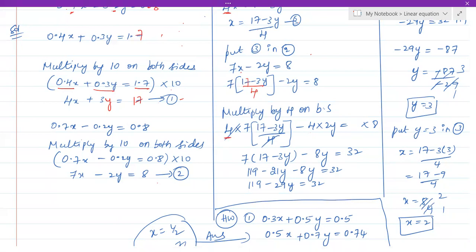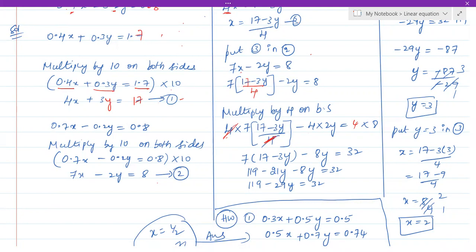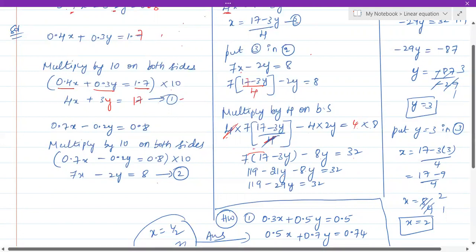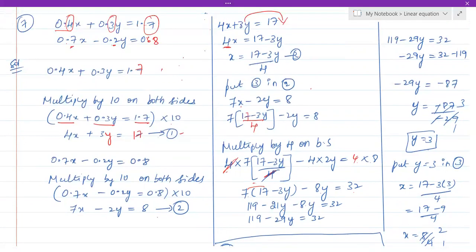Okay. So therefore, throughout multiplying by 4, what happens? This 4 and this 4 get cancelled. Now this 4 vanished in the denominator. You're left with 7 into 17 minus 3y. 4 into 2 is 8y. 4 into 8 is 32. Now it is very easy. 7 into 17 is 119. 7 into 3 is 21. Minus 8y as it is. 32 as it is. Now here you can easily solve it. Okay. Once you solve it, you will get the value of y. Y value is 3. Once you get the value of y, substitute in equation 3, you will get the value of x. Okay. I hope it is easy.